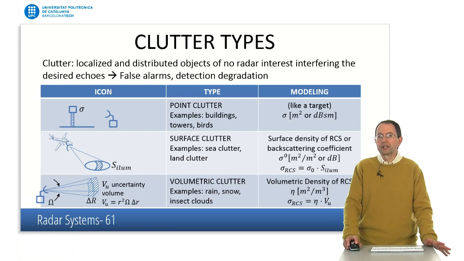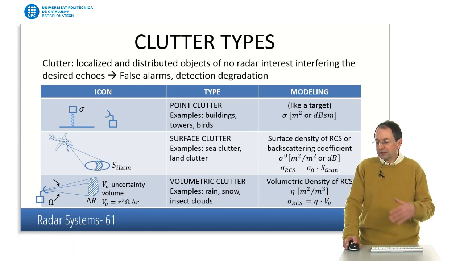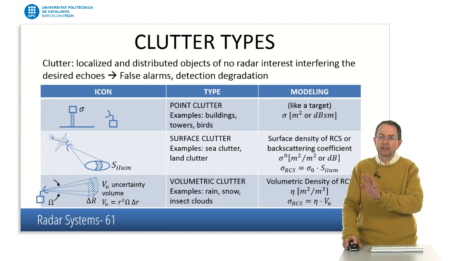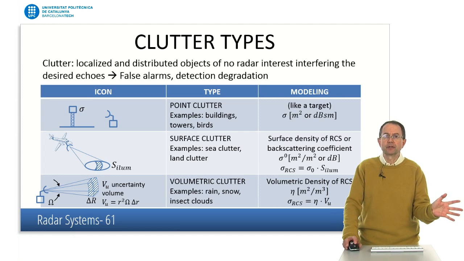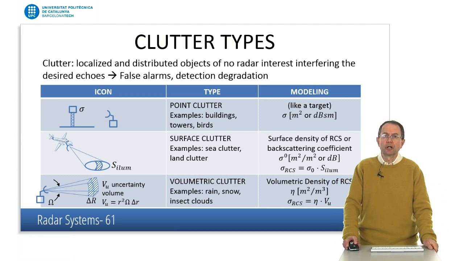Okay, let's talk about the clutter now for a moment. The radar is sending signals in the surveillance area, and we have the targets of our interest: aircraft, vessels, cars, whatever. We also have other objects which are not of interest for the radar. These objects are just considered clutter. This clutter is going to provide echoes, and they are going to interfere with the desired echoes of our targets of interest. So let's study the clutter for a moment.